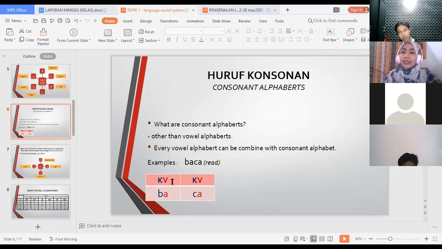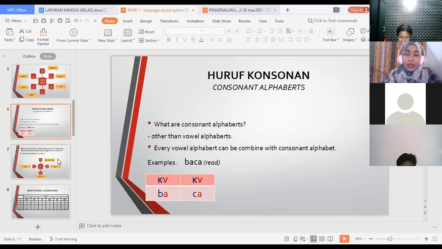Red color, this is a vowel. So, B combined with A, the sound of ba. K, C, combined with A, the sound of cha. So we try to combine ba, cha, the sound of ba, cha. The meaning is read. Okay, that's all. Very simple.